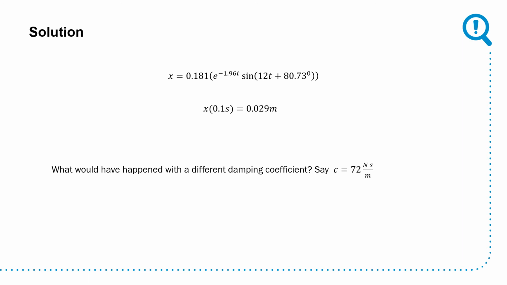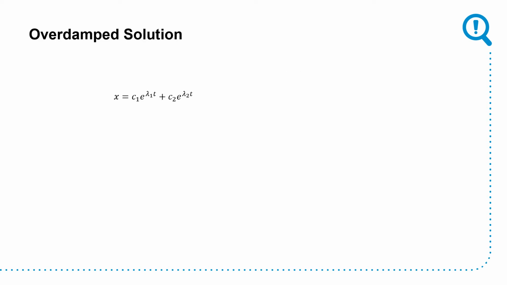What would happen if you had a different damping coefficient, say 72 newton seconds per meter? Well, in that case, and I've kind of given the solution already, I know that the critical damping is still 60.83. I've calculated it before. X then has the form C1 e to the lambda 1t plus C2 e to the lambda 2t.